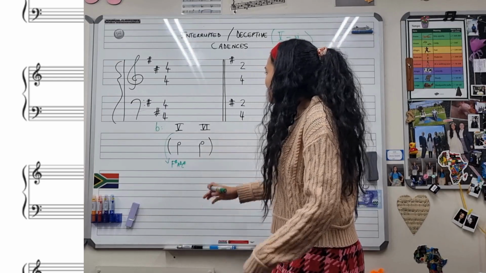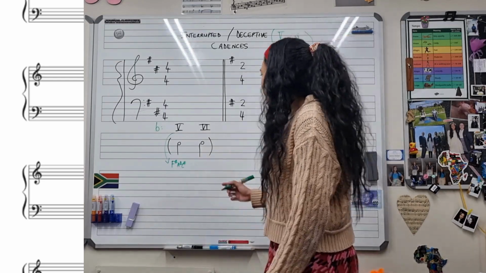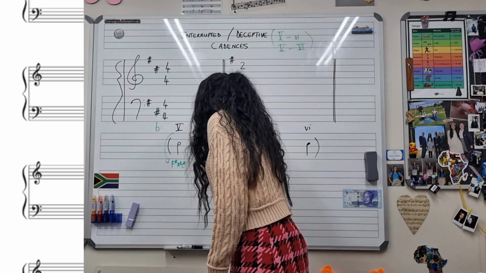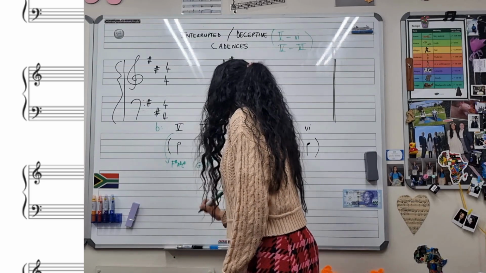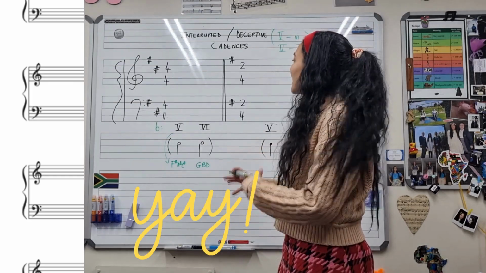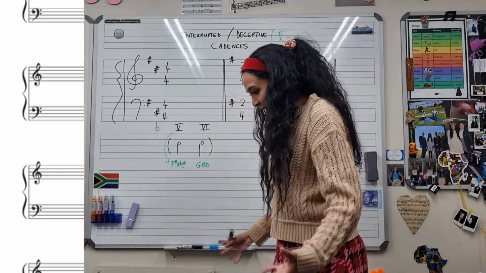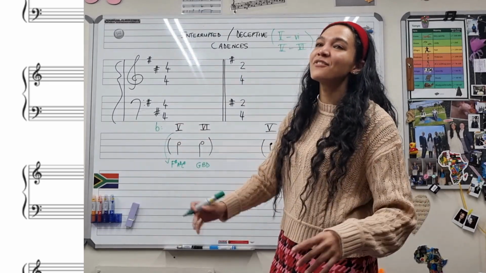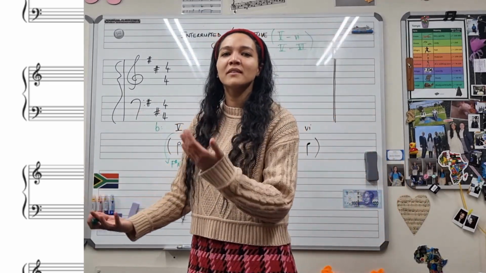And then our submedian chord, so one out from F sharp would of course be G, so we have G, B, D, a major chord, yay. So the rules now are very different from what we know about perfect, imperfect and plagal.